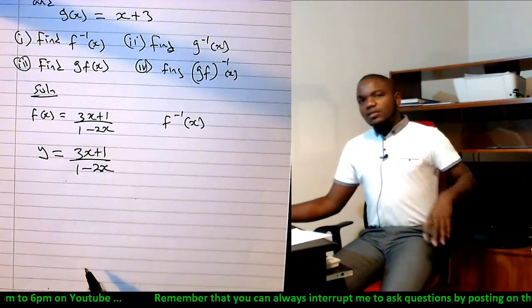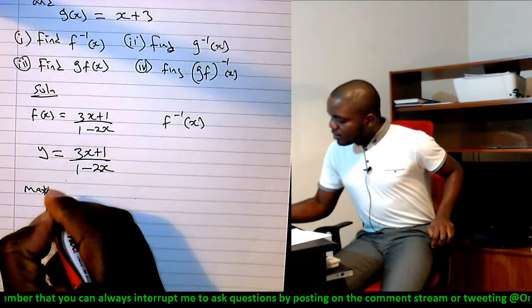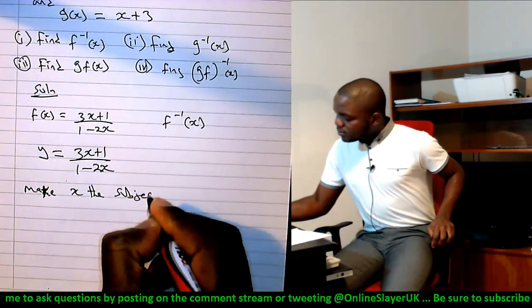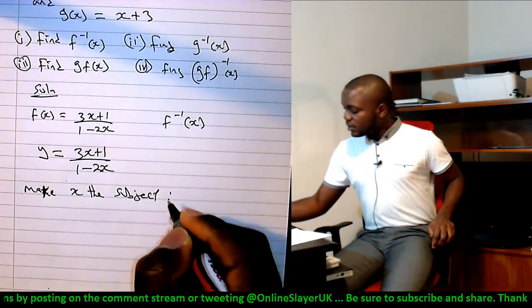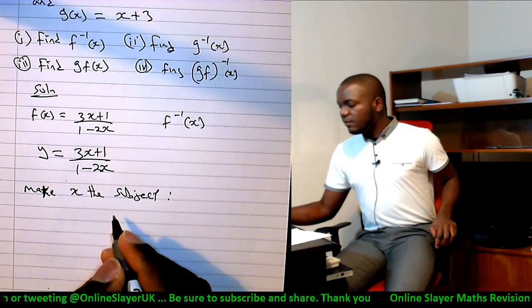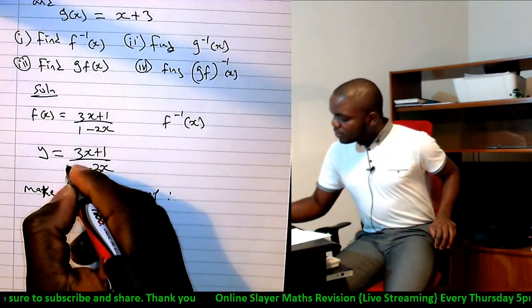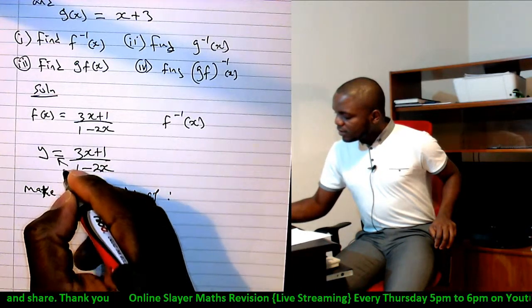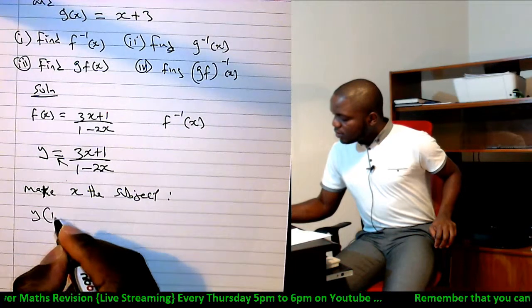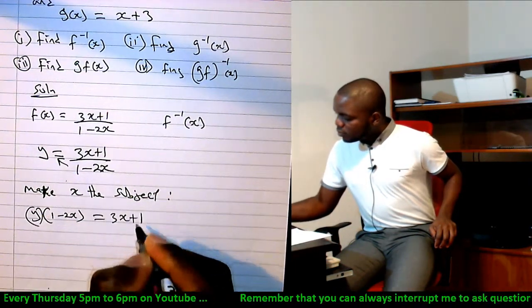I don't want to talk too much, okay, let's get down to it. So make X the subject in this case. So now you have that. You want to make X the subject of the formula, so you cross multiply. If I cross multiply, I'm going to take that upwards. So it becomes Y into bracket 1 minus 2x equals to 3x plus 1.